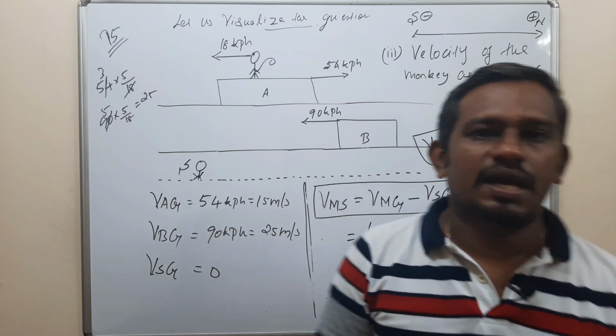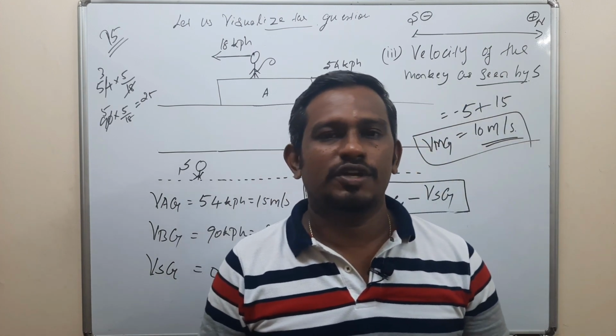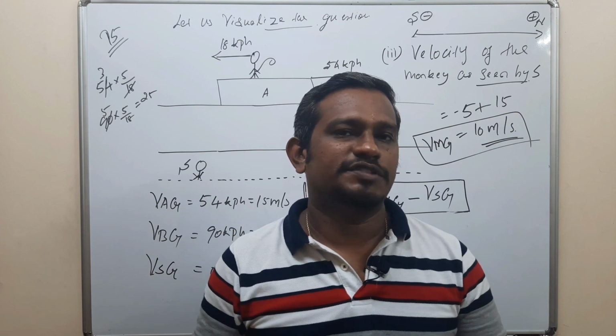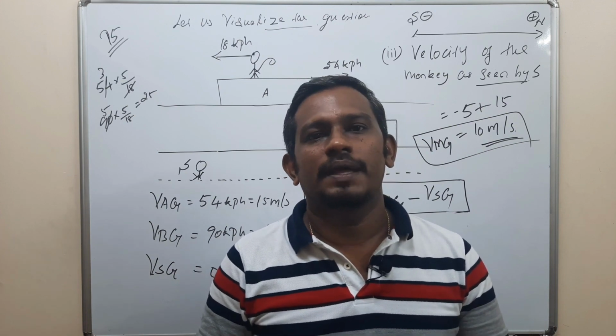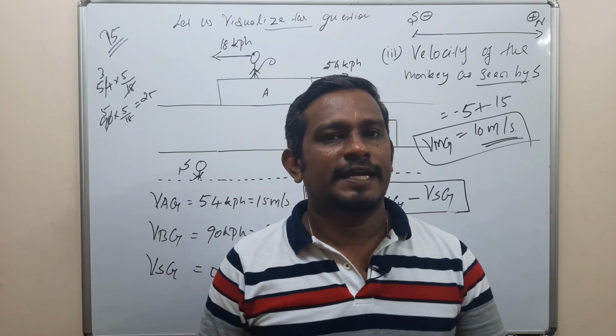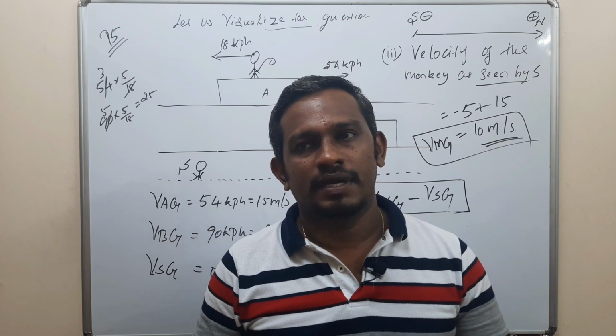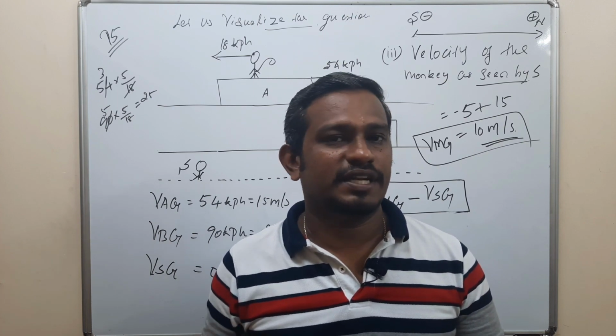With this I wind up this session, the 5 problems in relative velocity. Another 5 problems we will discuss in the next section. It includes the police thief problem, and motion under gravity with relative velocity.